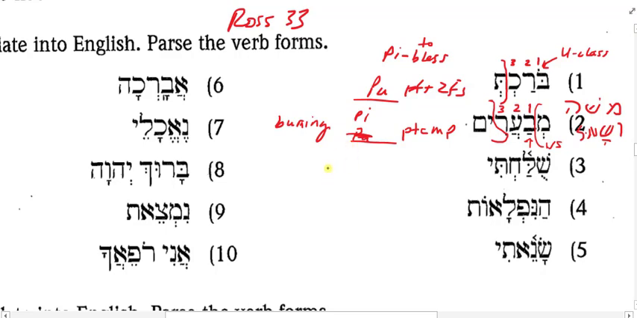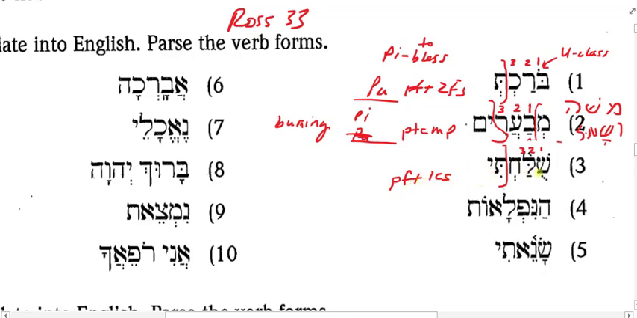Look at number 3. Everybody, shulakti. What are my three root letters for shulakti? Shin, Lamed, Chet. Good. So 1, 2, 3. What's on the backside? T. We can almost parse the whole verb knowing that, can't we? What is that? Perfect 1CS. That can't be anything else, huh?